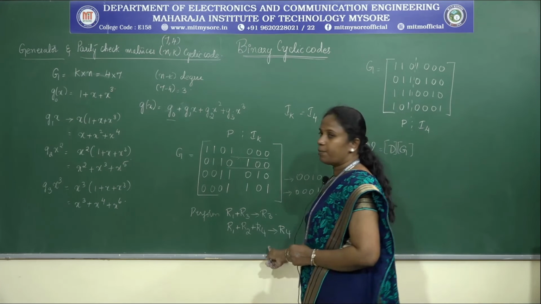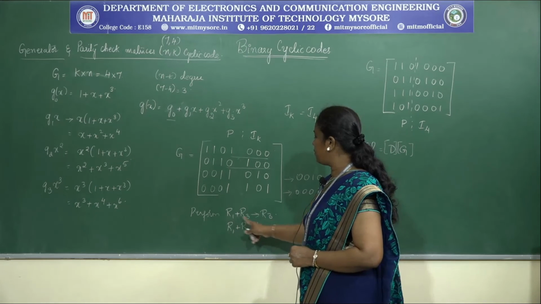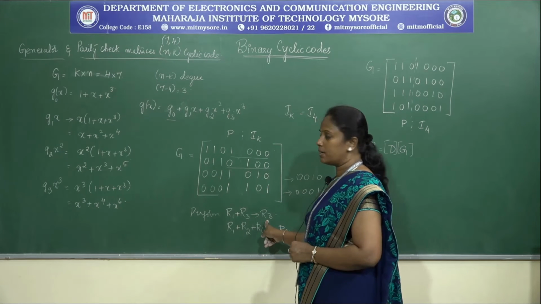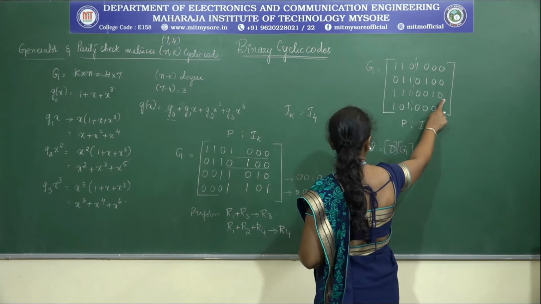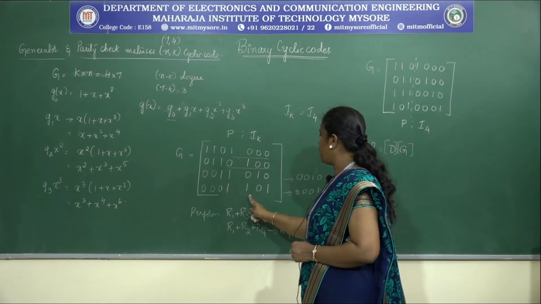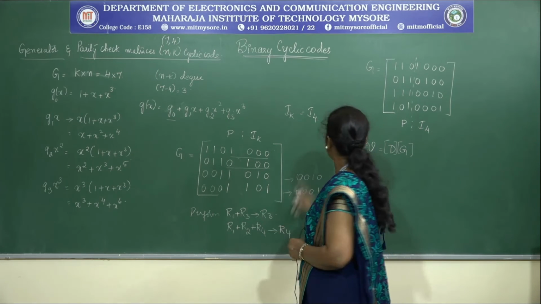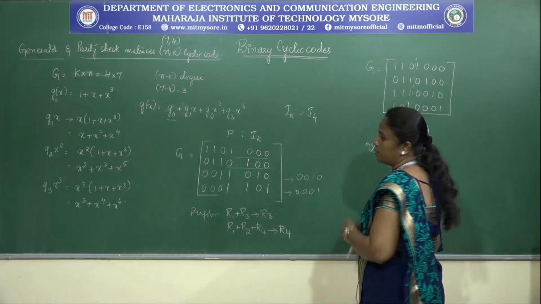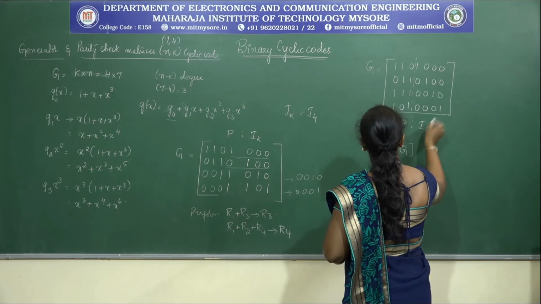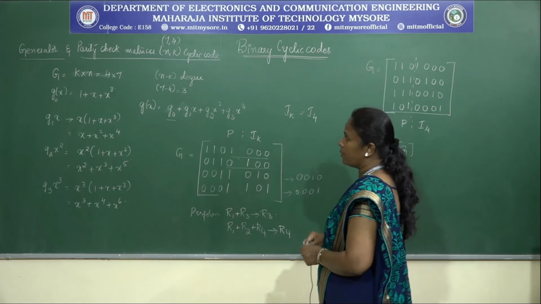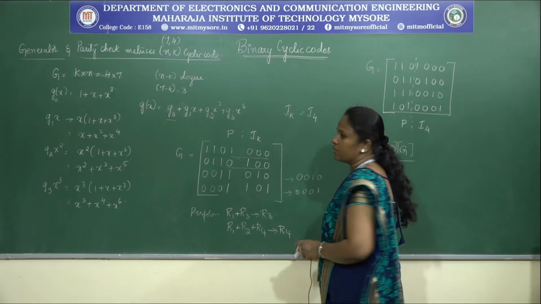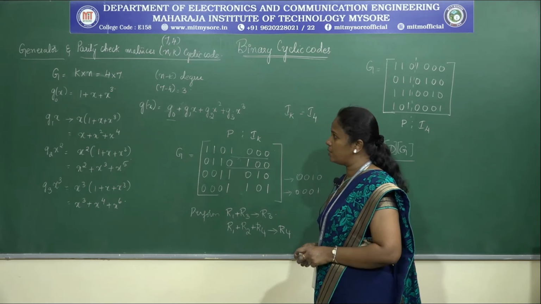After you perform the row operation, that is if you perform R1 plus R3 and place the result in R3, this row 3 gets changed to this one, and similarly R2 plus R4, placing the result in R4, you are going to get the last row as this one, which is in the standard form. So this is P and I4. This is how we are going to generate the generator matrix. Later on you can find the code vector using the equation V is equal to D into G.